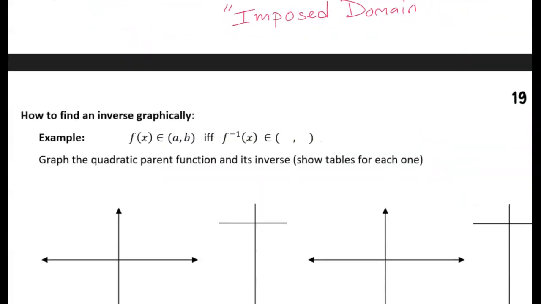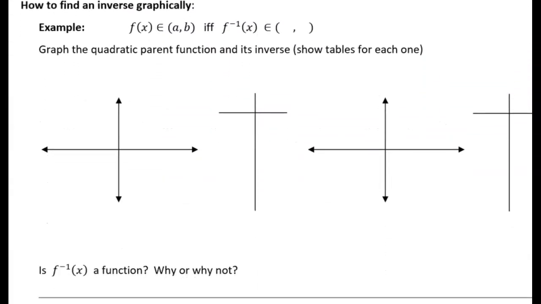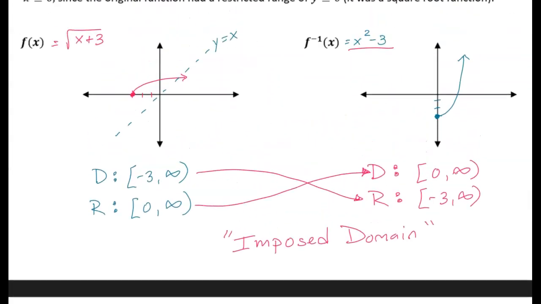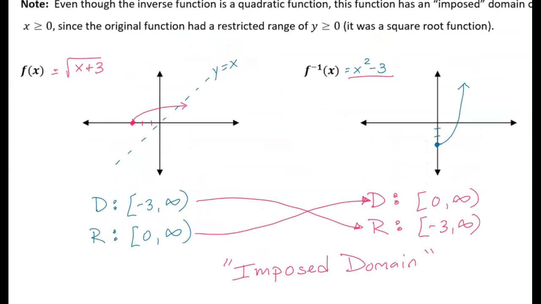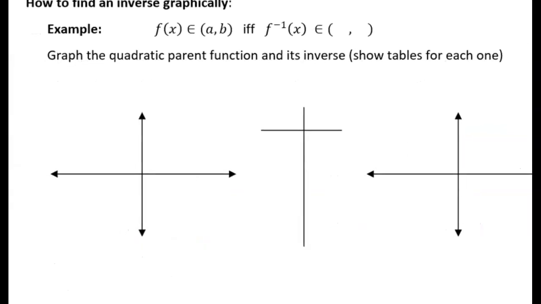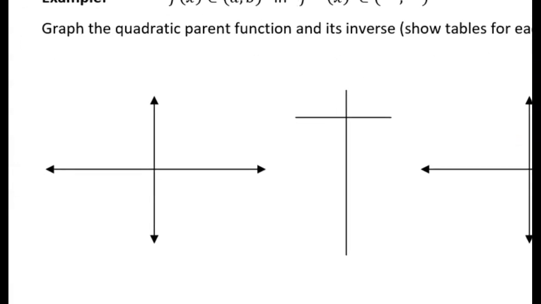Okay, let's go the reverse way. Now it wants us to draw the parent function of a quadratic and then draw its inverse. So now instead of going from a radical to what we thought was a quadratic, we're now starting with a quadratic and we're seeing what happens. So where's the vertex on x squared, our parent function? 0, 0.